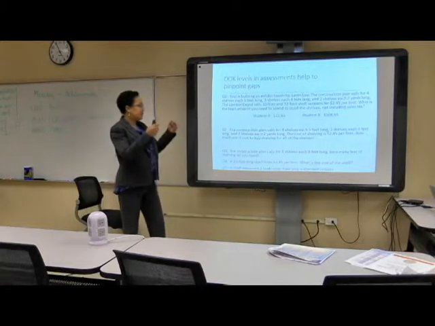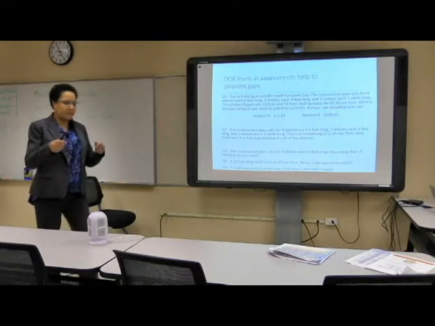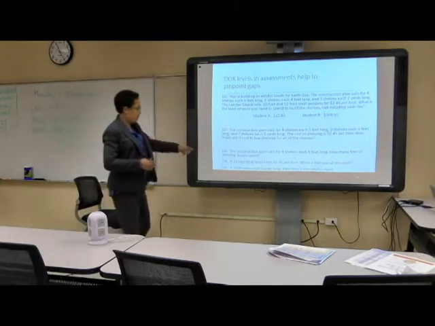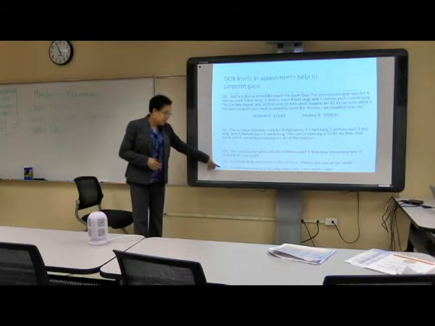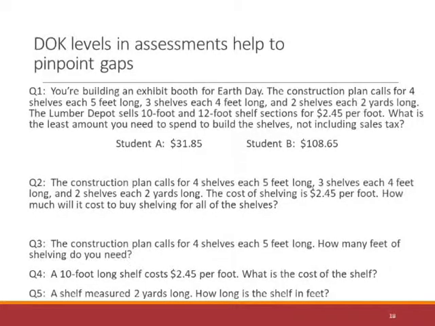Great, 4 shelves 5 feet long, 3 shelves at 4 feet, and 2 shelves at 2 feet long. The cost of shelving is 2.45. Where I can tell a little better where their problems might be. Simpler, even simpler. Okay, so I can ratchet up my DOK.